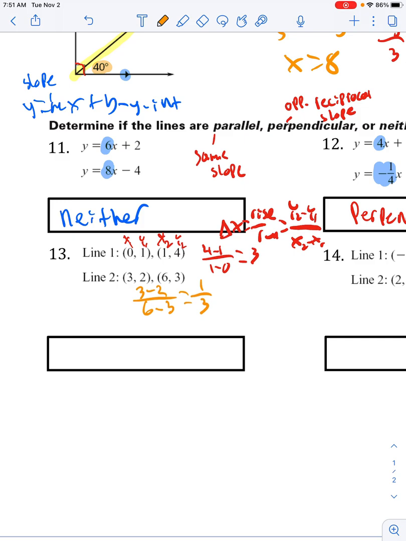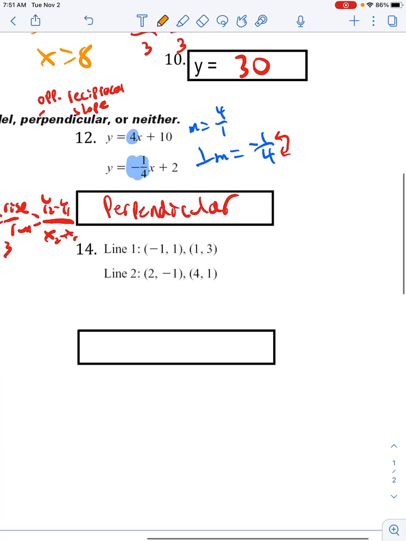Now, these are reciprocals, okay? I flipped them, but they're not opposite. They're still both positive. So in order for it to be perpendicular, I need to have a positive slope and a negative slope. I have 2 positive slopes. So I was close, but not quite.